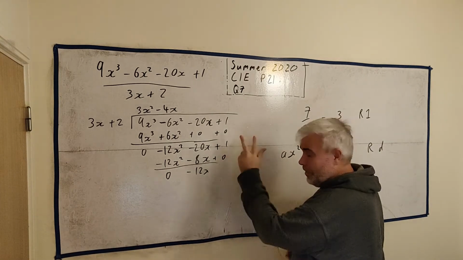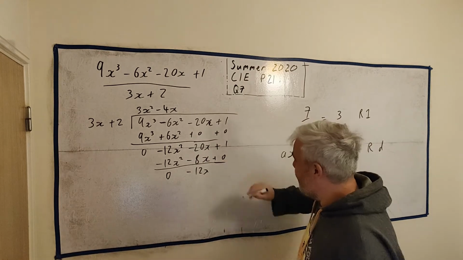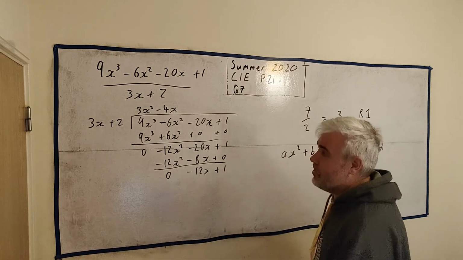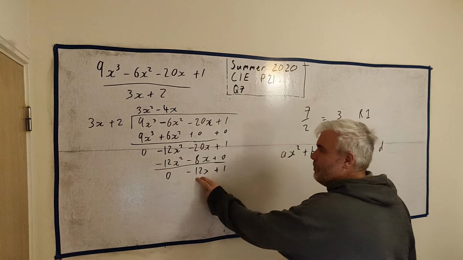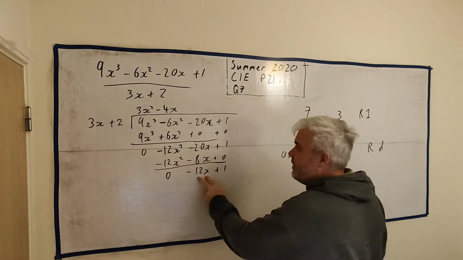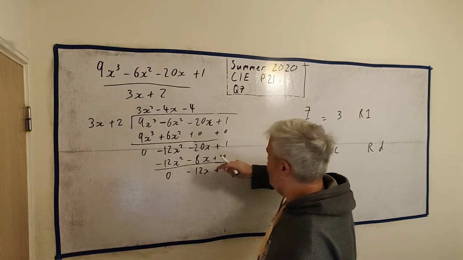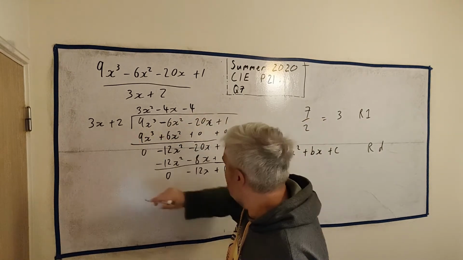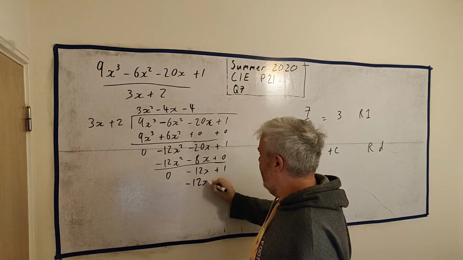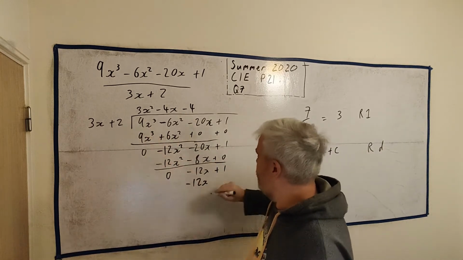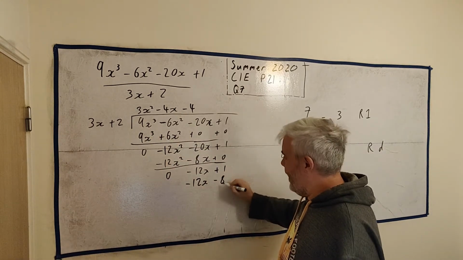We usually don't do this part. I just, for whatever reason, I guess I'm doing it now. It shouldn't change anything. Okay, what multiplies by the 3x to get this? It's a minus 4 again. And no x needed this time. And minus 4 times 3x is minus 12x. Minus 4 times 2 is minus 8.